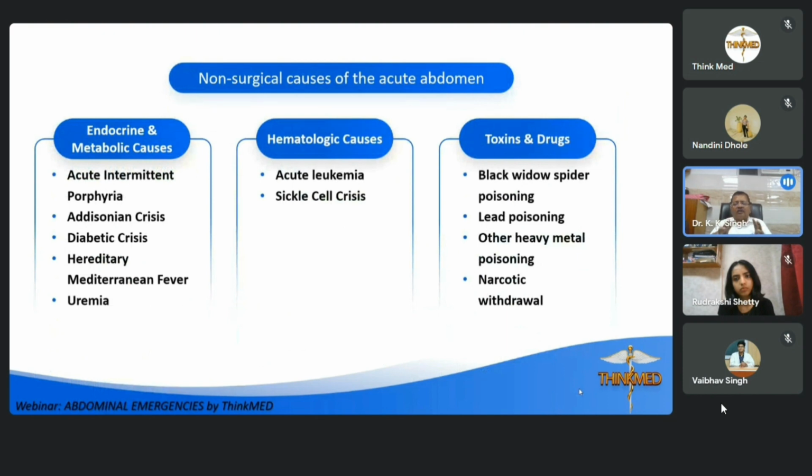Now, as I told you, you must remember that acute abdomen does not always necessarily mean that it will be a surgical cause. At least you must remember the three distinct groups which can present as an acute abdomen, like endocrine and metabolic causes, hematological causes, toxins and drugs. These are the non-surgical causes.